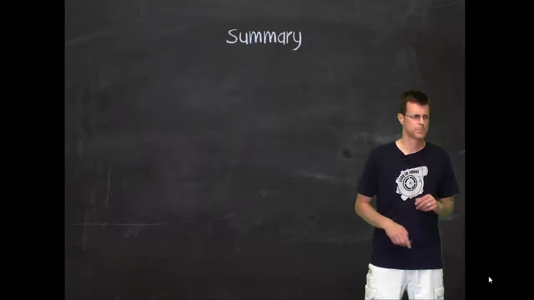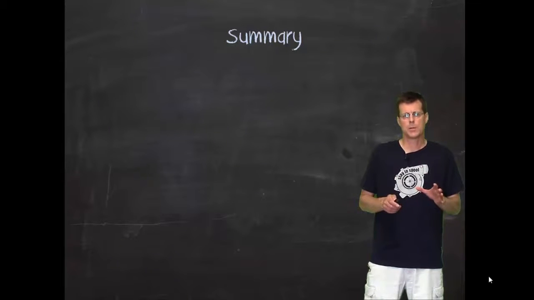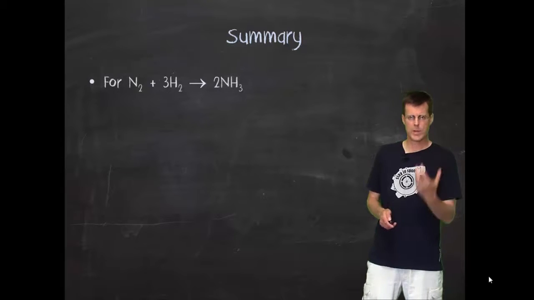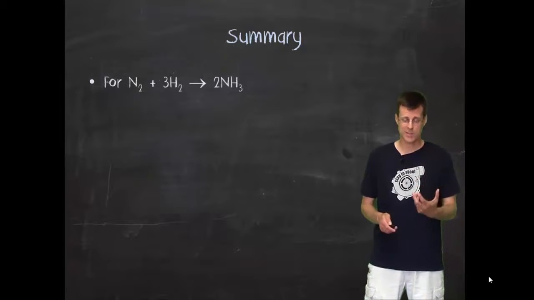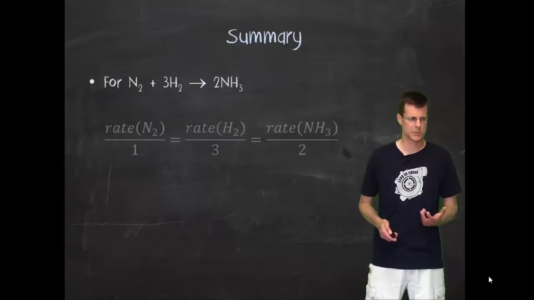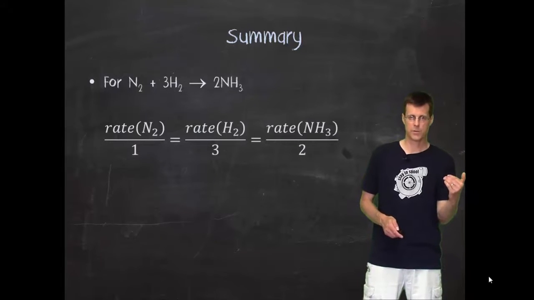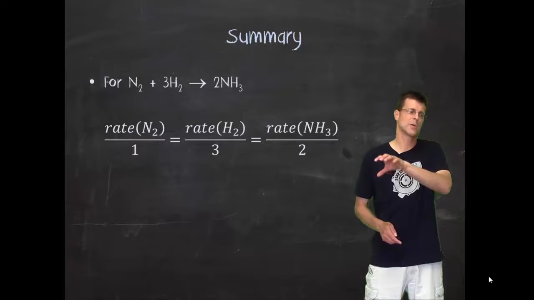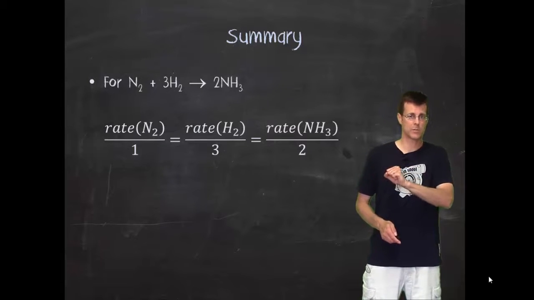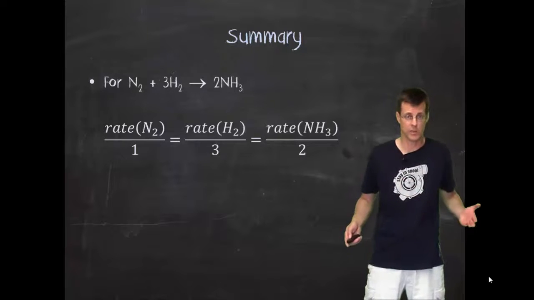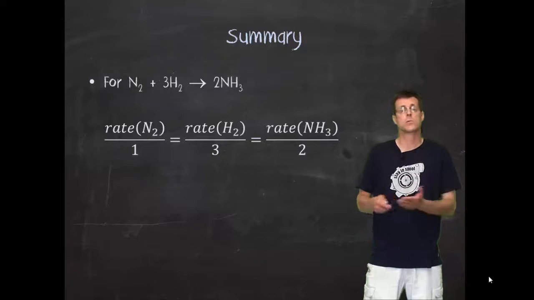All right, to wrap it up, if I know a reaction, and I have it balanced, and I always want to work with a balanced chemical equation, if I know the rate of one, and I divide it by its coefficient, and I know the rate with respect to the other divided by its coefficient, and the rate with respect to the other divided by its coefficient, and it could keep going if I had more, those numbers will all be equal.